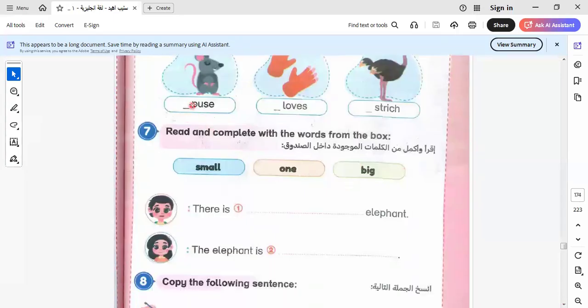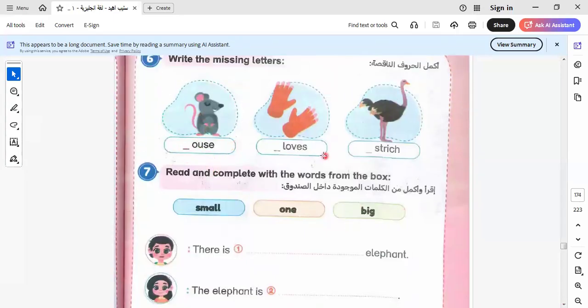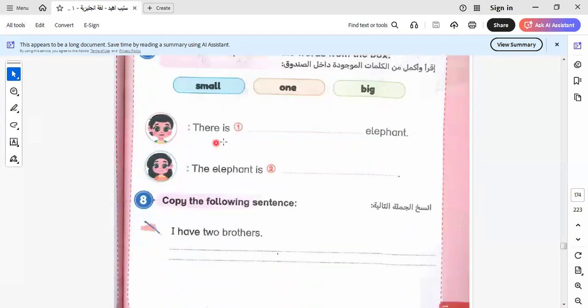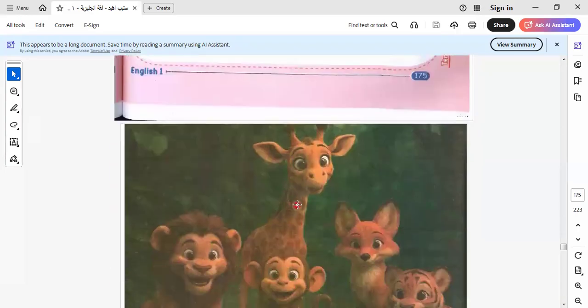Here we say, what is the missing letter here? It will be M. The missing letter here, it will be gloves, G. Here is ostrich, letter O. Here we say, there is an elephant. There is one elephant. Why one? Because it doesn't have S. The elephant is big, okay?